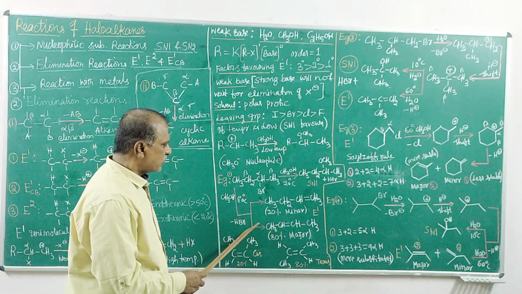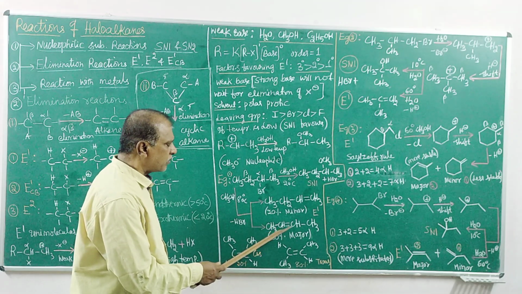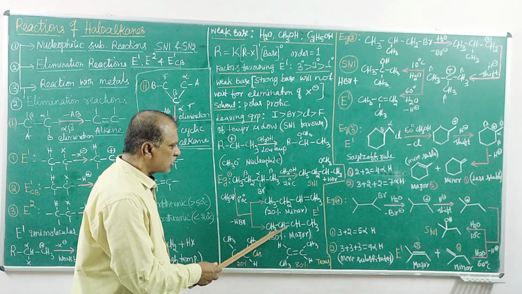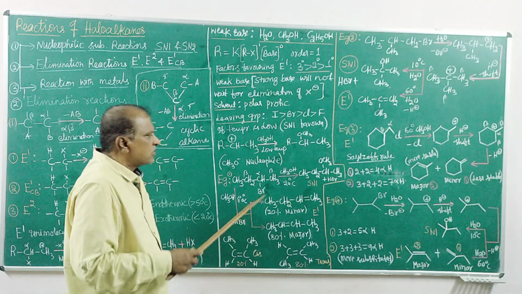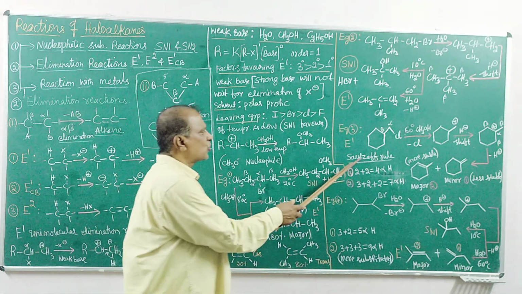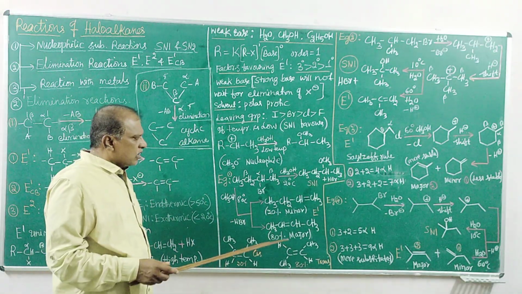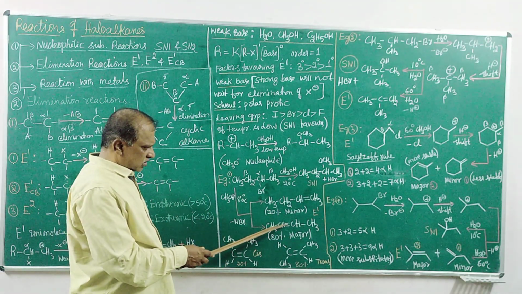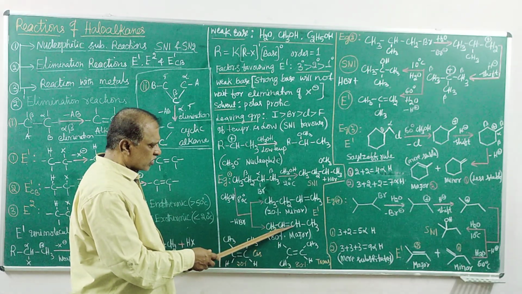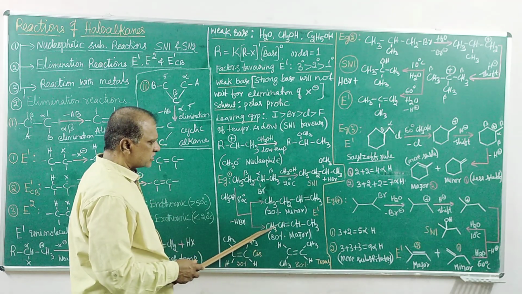It depends on the stability of the alkene, the stability of the double bond. Which is more stable among these two? This is more stable, this is less stable. That is in accordance with a rule, the Saytzeff rule. What is the Saytzeff rule? It means the double bond is there between this carbon and this carbon, and see the next carbon, this is the next carbon, this is the next carbon.